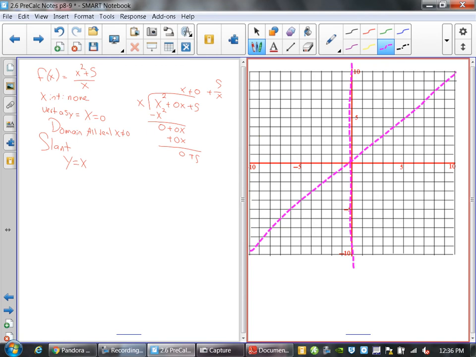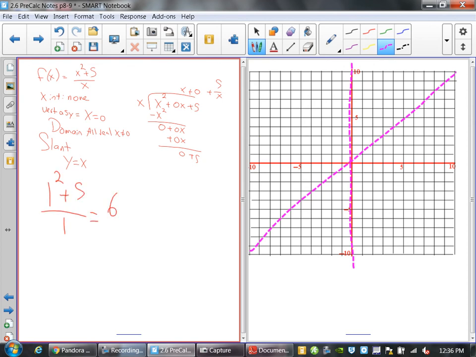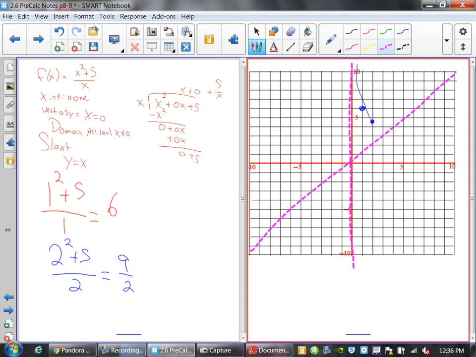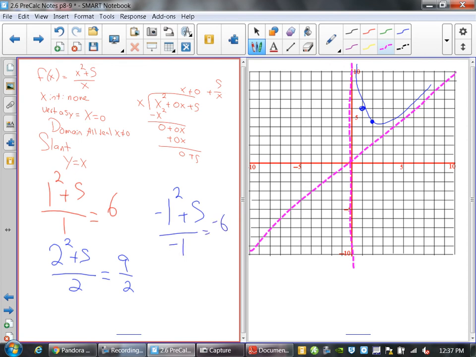And then it's just a matter of picking some points. Okay. Pick out some points. You got 1. So you have 1 and 6. 9 over 2 is what? 4 halves? So probably doing this. Okay. -1. Guessing it's going to be -6. Guessing that's going to be -9/2.